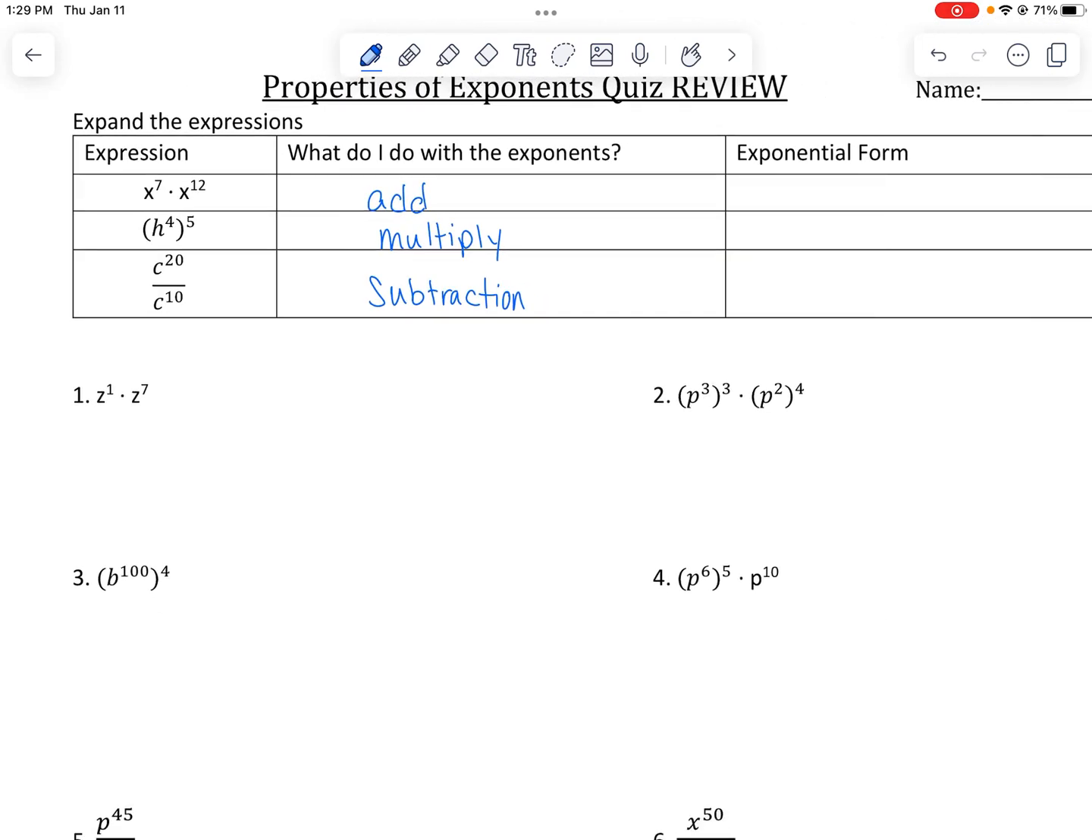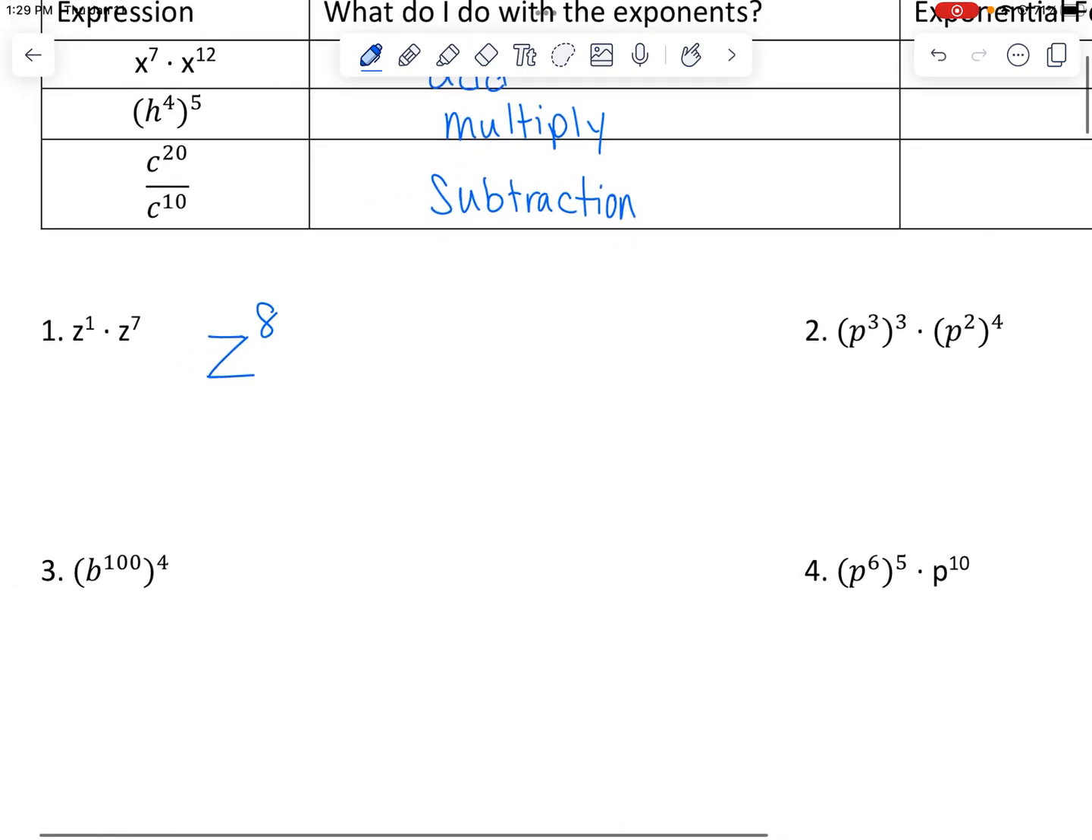So, first one's not too bad. I see multiplication, all I have to do is add those up, and I get z to the 8th power. 1 plus 7 gets me 8. It gets a little bit more complicated on number 2. I see two parts to this question. I see power to a power, or parentheses, and I see multiplication in the middle.